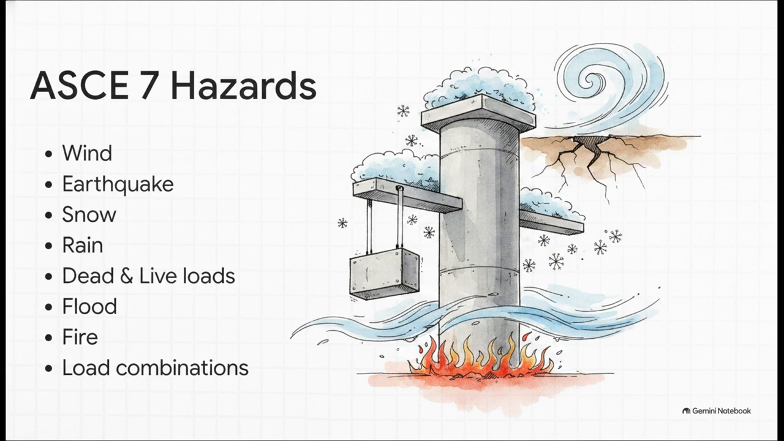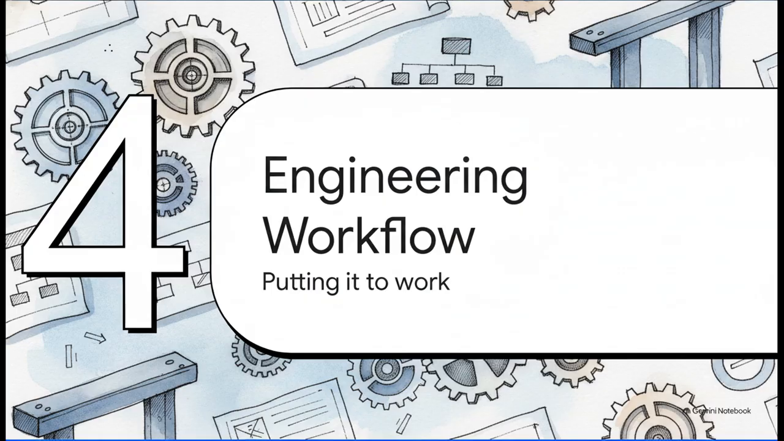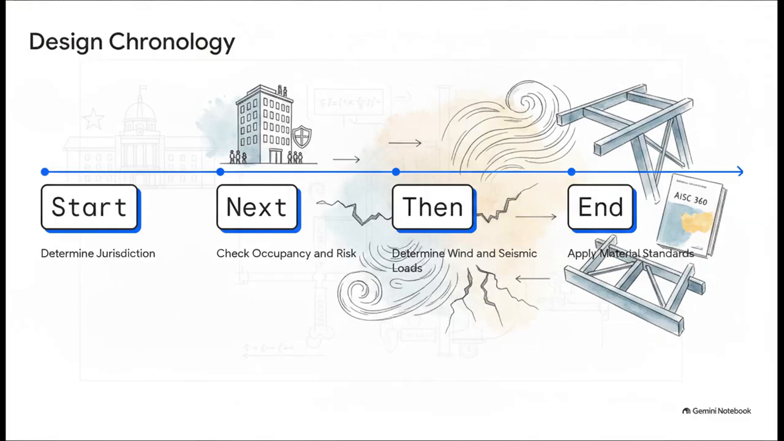Section 4, Real-World Engineering Workflow, Putting the Ecosystem to Work. Okay, we've covered the theory. Now let's see how a pro actually puts this to work. Picture this. You're working on a 5-story steel office building. Your senior engineer walks up and asks, "What code bases are you using?" If you just blurt out AISC 360, you are missing the big picture.